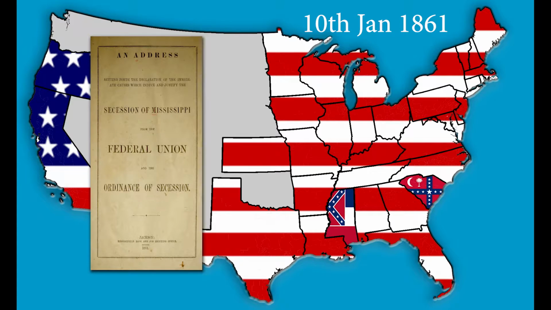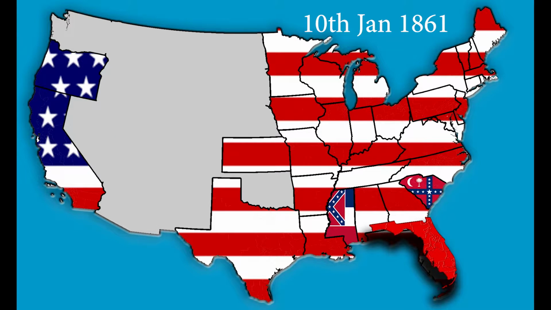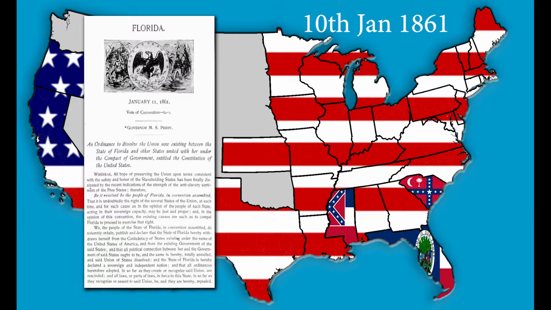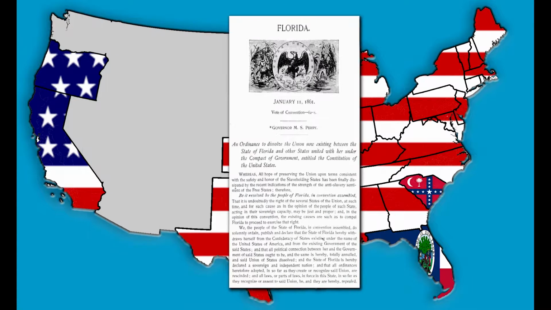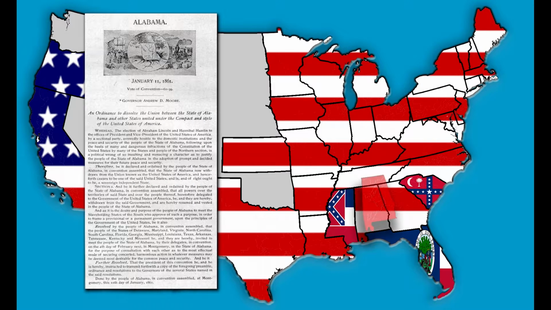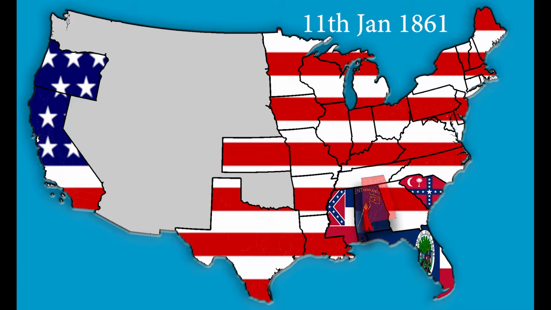On January the 10th, 1861, the following day, Florida secedes from the Union after the Convention of the People of Florida votes overwhelmingly in favor of immediate secession. The Alabama People's Convention votes for the Ordinance of Secession, seceding the next day, January 11th, 1861.